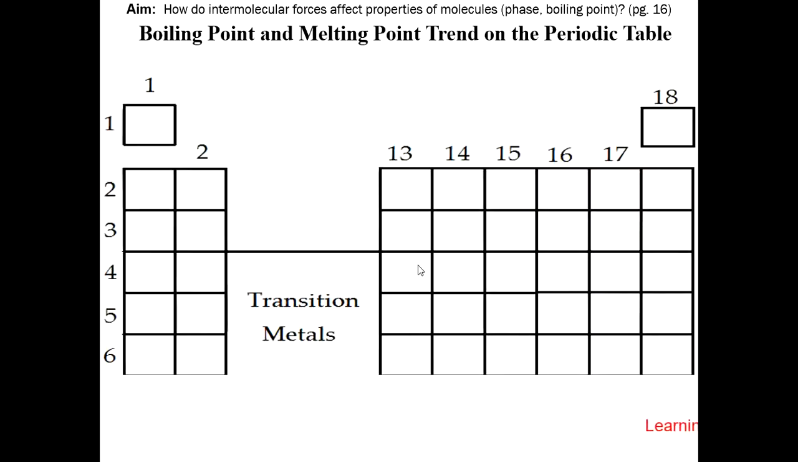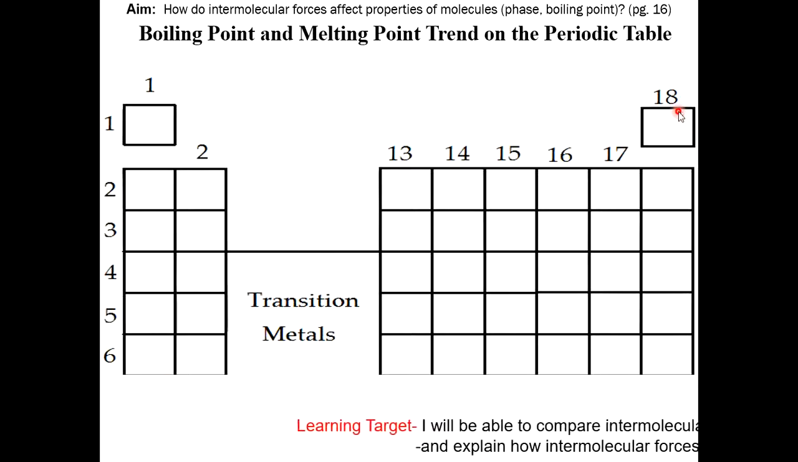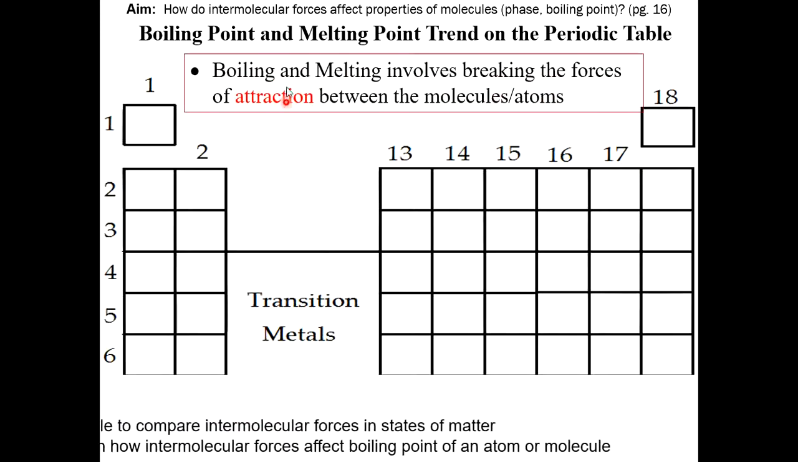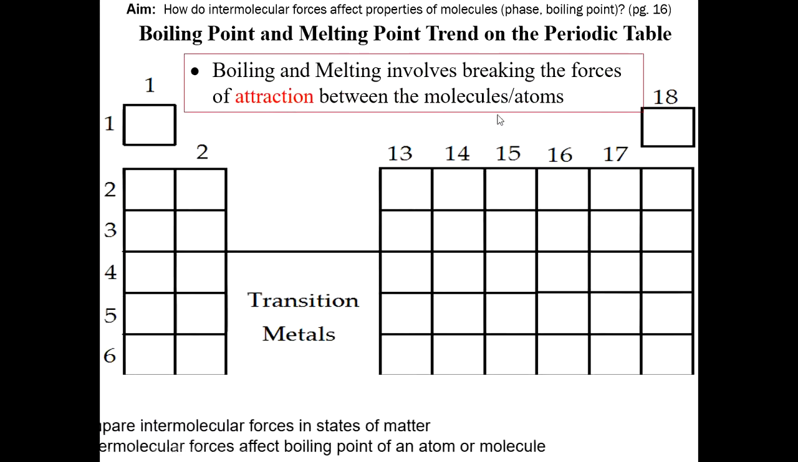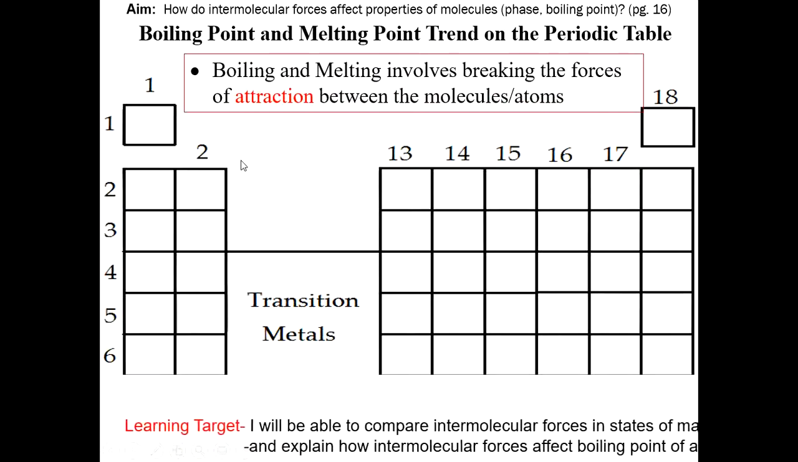So now we're going to analyze the boiling point and melting point trend on the periodic table. We are going to analyze the trend for metals and nonmetals, so we're going to look at group 1 and group 18. Boiling and melting involve breaking the forces of attraction between molecules and atoms. So we expect the boiling point and the melting point trend to be the same. So we're just going to do the boiling point trend.